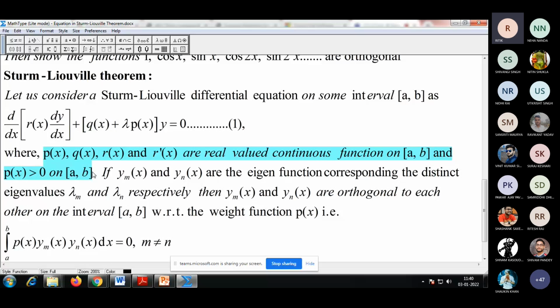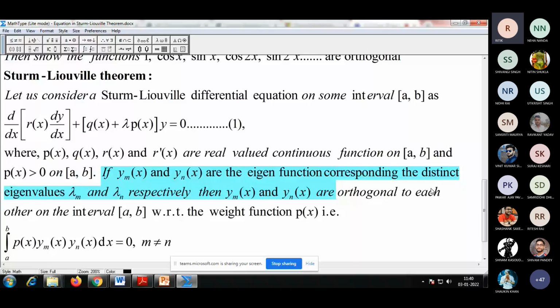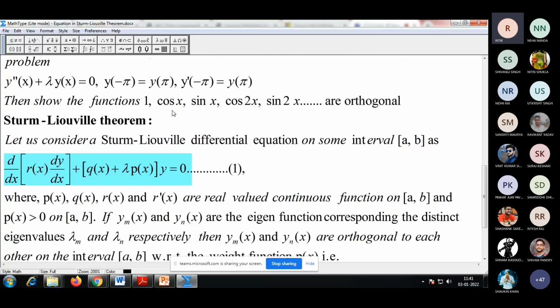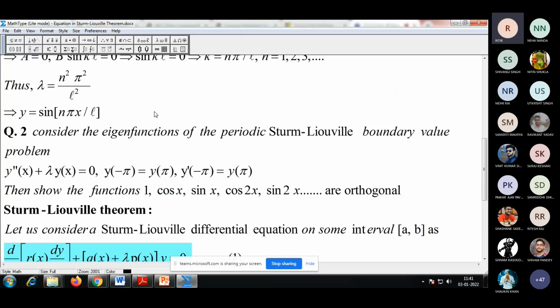So this is the differential equation. Now, if ym and yn are the eigenfunctions corresponding to the distinct eigenvalues λm and λn respectively, please be careful. Already you have seen that the value of lambda for which this differential equation has a non-trivial solution is called an eigenvalue, and that solution is the eigenfunction. Earlier you have seen also that by changing the value of n, the value of lambda will change, and corresponding to that lambda, the solution will change.